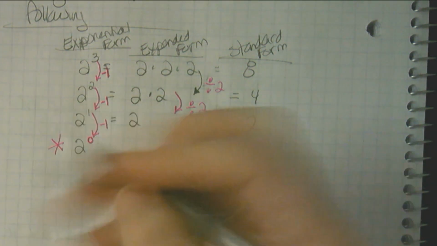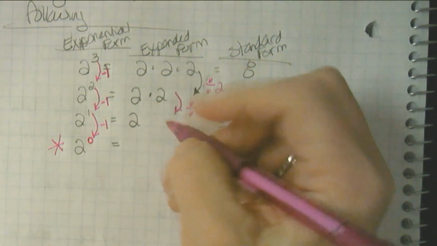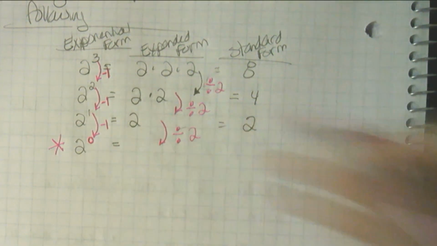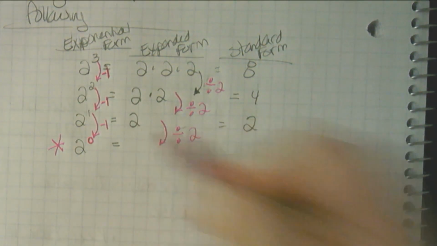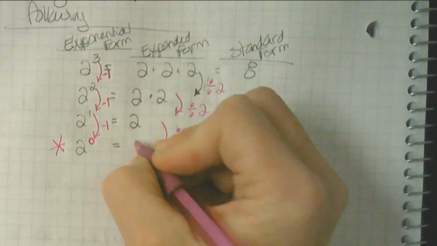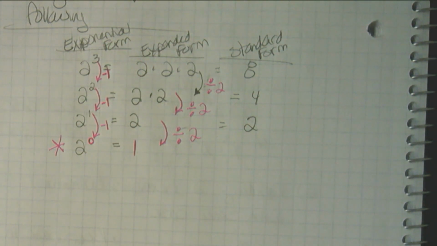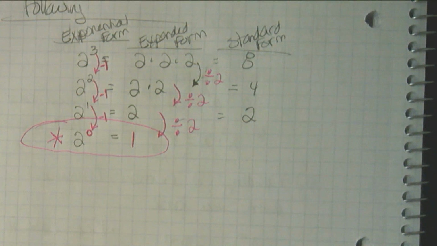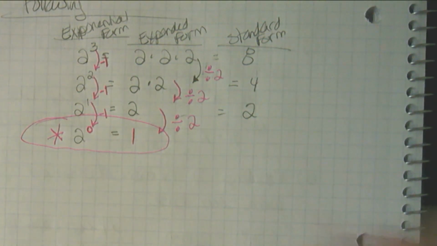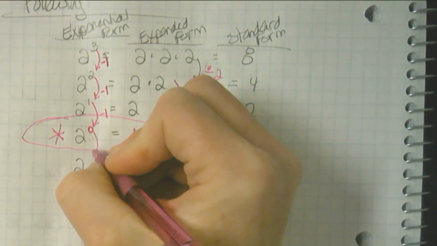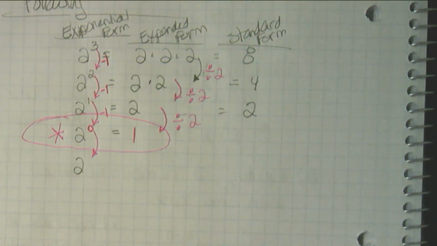Well, to go from my expanded form down to the next one, I was dividing by 2. Well, what's 2 divided by 2? Cameron? 1. So 2 to the 0 power is 1. All right, we're going to keep going here. If I subtract off a 1 from my exponent of 0, what is now my exponent? AJ, what's my exponent?